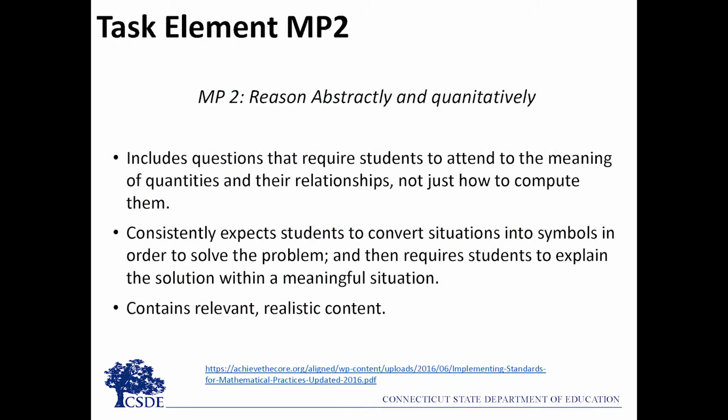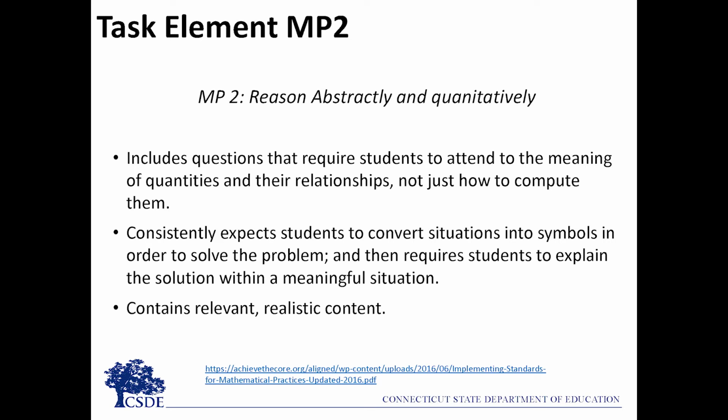Okay, so the next one is reasoning abstractly and quantitatively. What type of tasks, or what do we want to think about in our task selection to do this? We want to include questions that require students to attend to the meaning of quantities and their relationships, not just how to compute them. Okay? So some of those are key words. We're all used to doing the key words where, what are all the things that might mean plus, altogether, sum. Yeah, we get that, but we want to think about what is the relationship between quantities, not just looking for keywords.